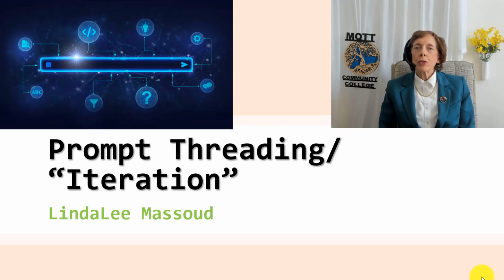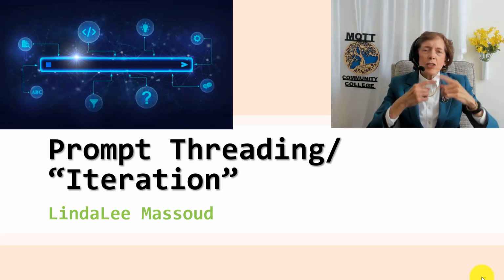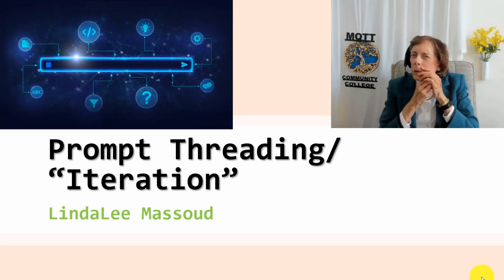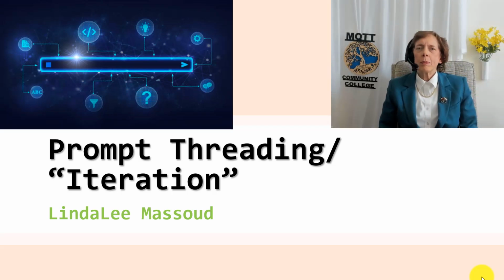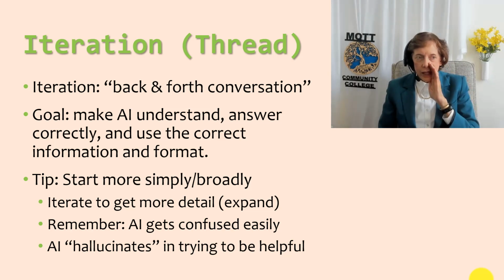Now that we've learned how to write a single prompt to AI, let's learn how to do threading or iteration. Iteration means going around in a circle. That's a term we use in computer programming. In this case, it means the back and forth communication between AI and myself. The goal is to help AI understand what we want, give us the correct answer that we want, and use the proper format.